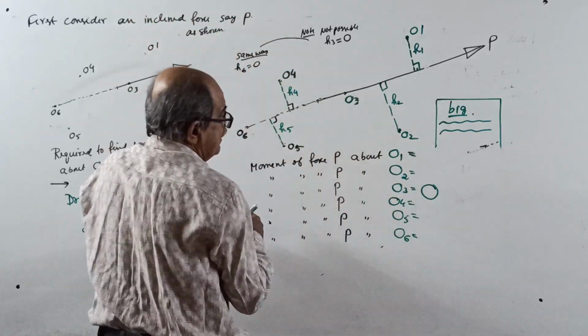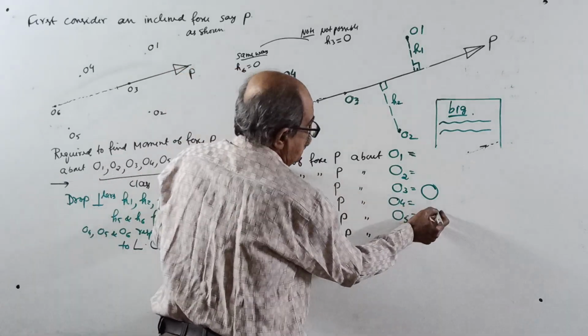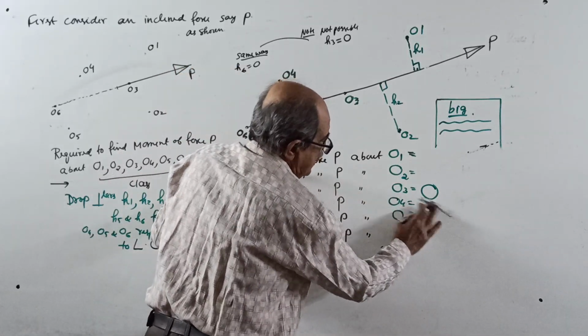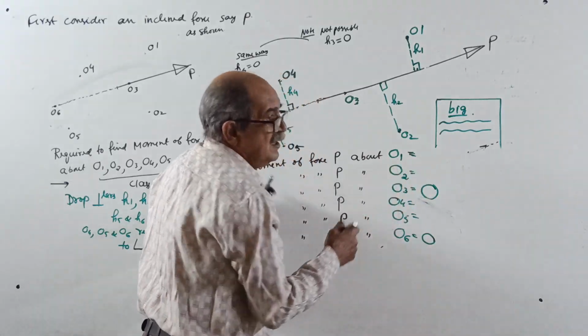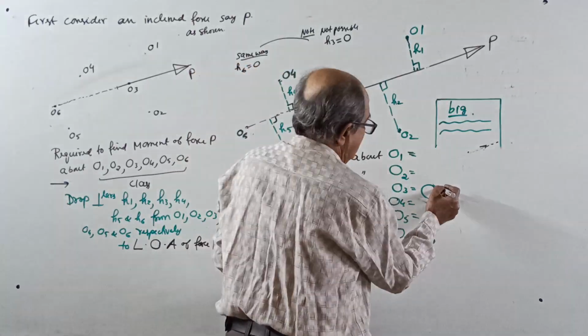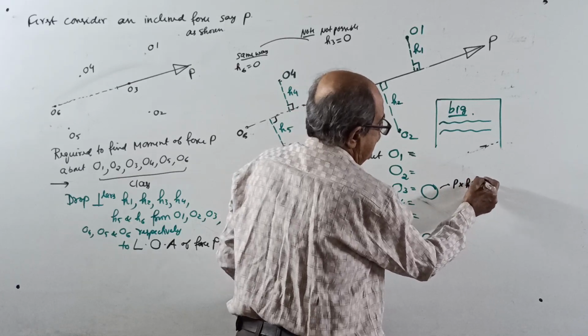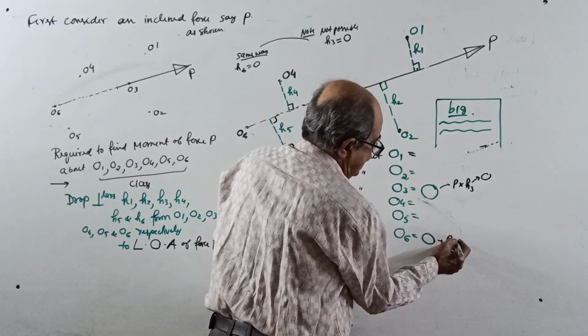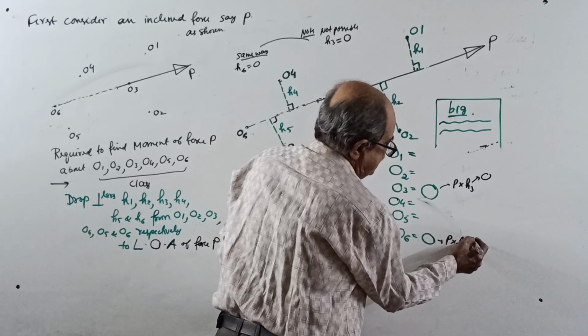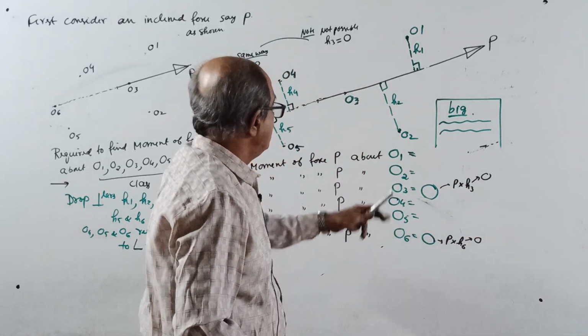Moment about O3 is 0. Moment about O6 is also equal to 0. You can write a note here. Why? The reason is it is P into H3, and H3 is 0. This is P into H6, and H6 equal to 0. Now, the remaining you have to calculate.